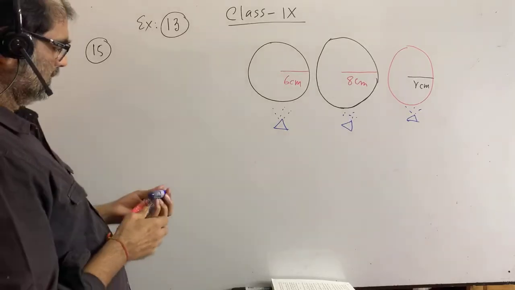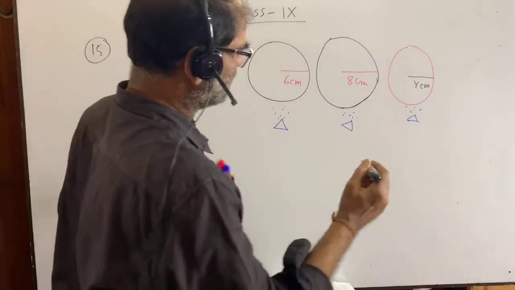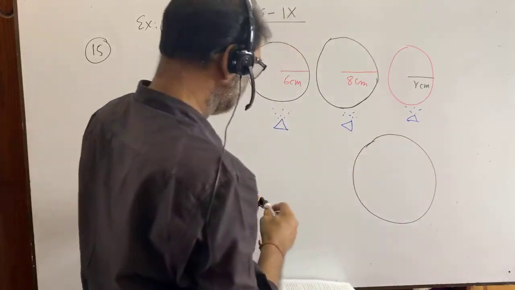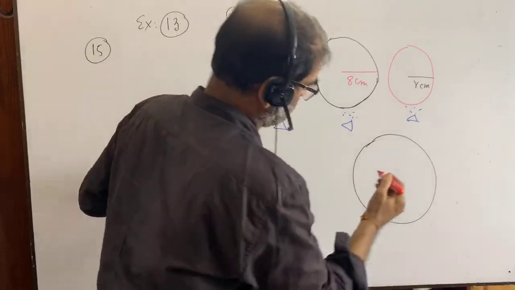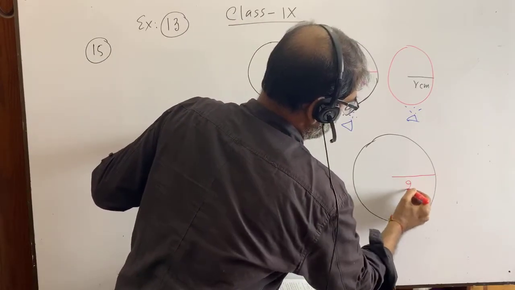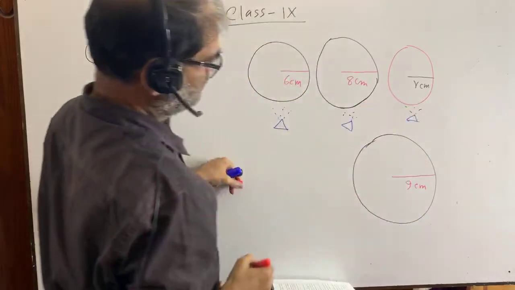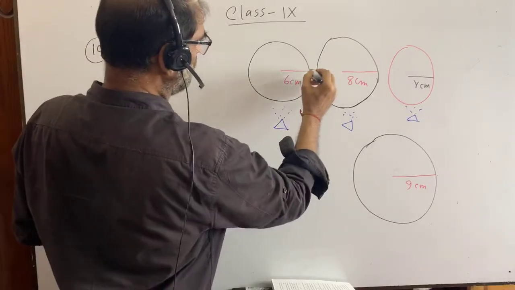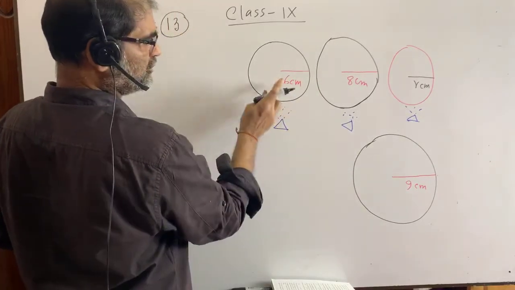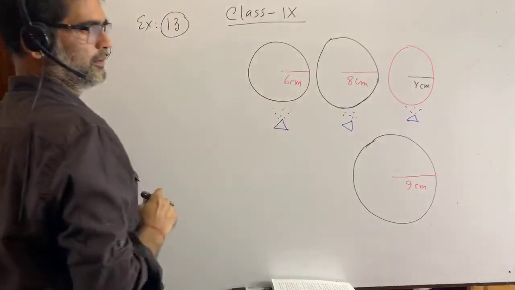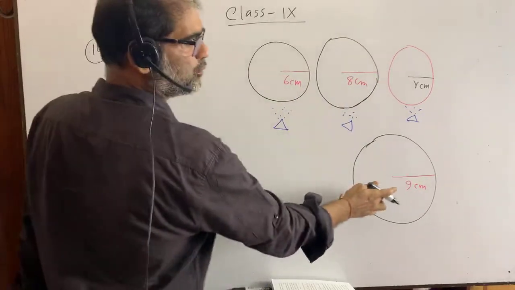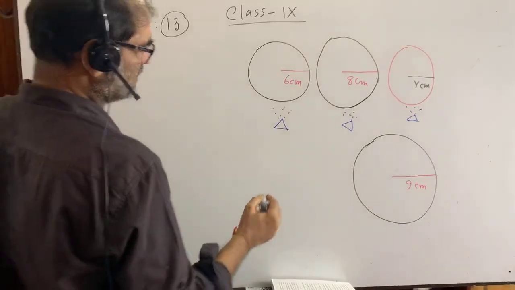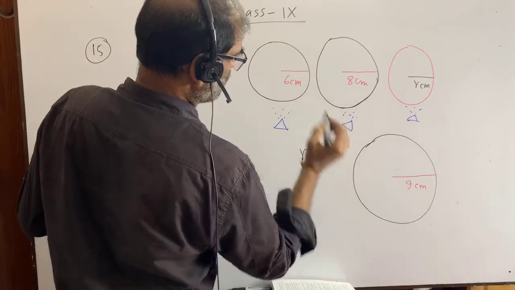And a new solid sphere of 9 centimeter is to be formed. 9 centimeter. That means volume of this ball, this ball and this ball is equal to volume of this ball. Here we have to find the value of r. The question is r equals what?